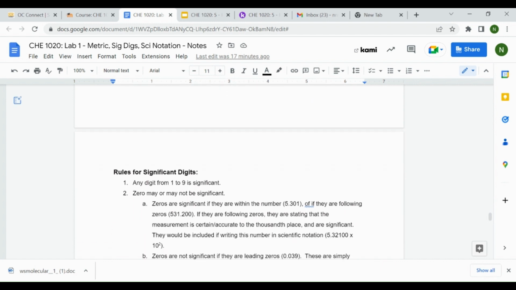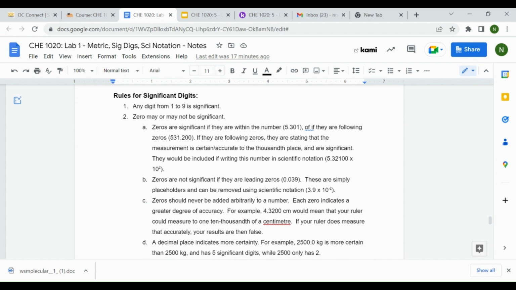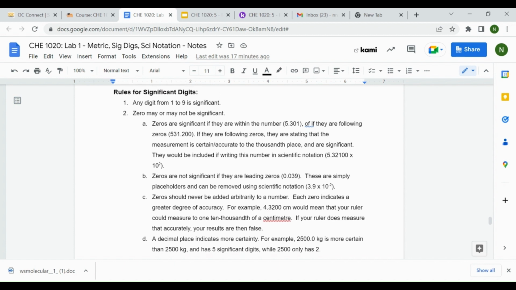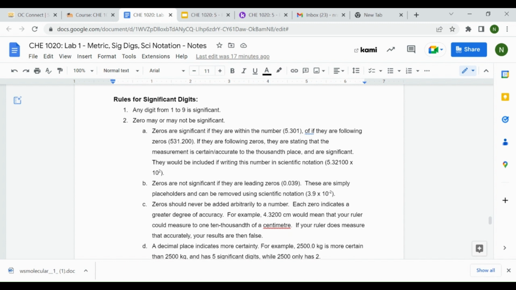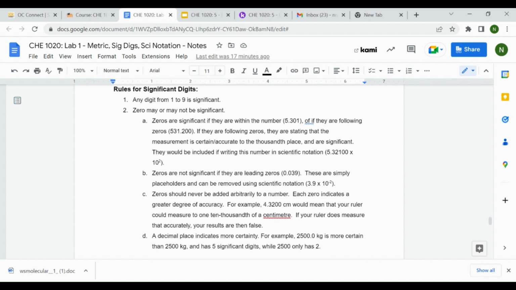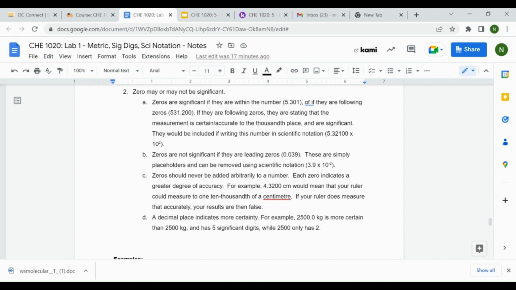So we'll talk about some rules for significant digits, and as we proceed through the lecture, we'll talk a little bit more about why significant digits are important. So, rules for significant digits. Any digit from 1 to 9 is important. Zeros, well, it depends on where they are. They may be significant or they may not. Zeros are only significant if they're between two non-zero numbers. Or, and this is an important part too, if they follow a number.